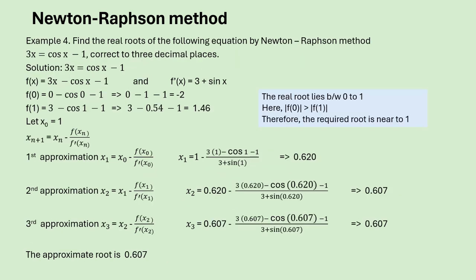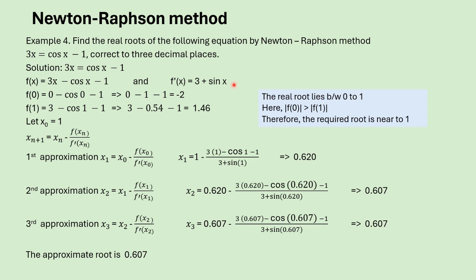Example 4. Find the real root of the following equation by Newton-Raphson's method: 3x is equal to cos x plus 1, correct to 3 decimal places. Solution. So this is the equation. We'll take this as f of x. Now we have to find f dash x, that is, we have to differentiate this. So 3x on differentiation becomes 3, cos x differentiation is minus sin x, so minus minus, we get plus sin x. Differentiation of 1 is 0, so this term will become 0. So f dash x is equal to 3 plus sin x.